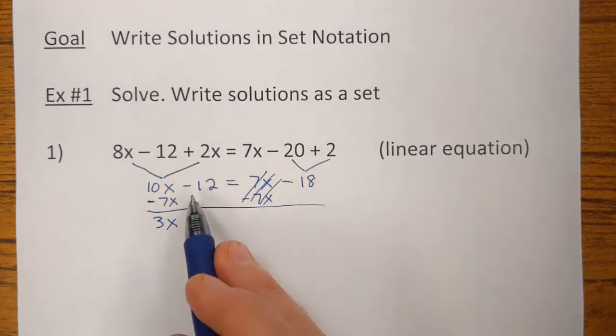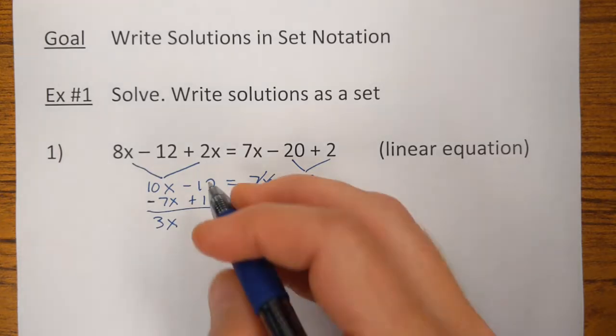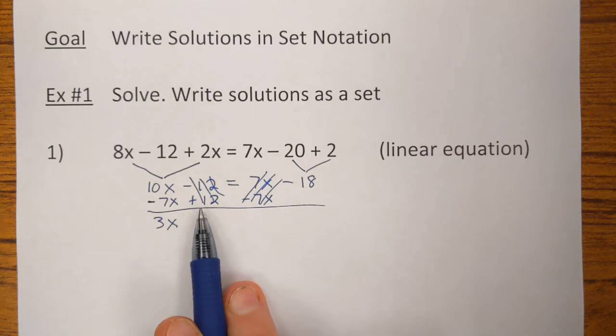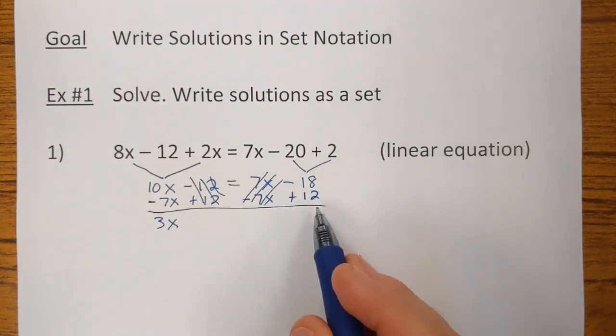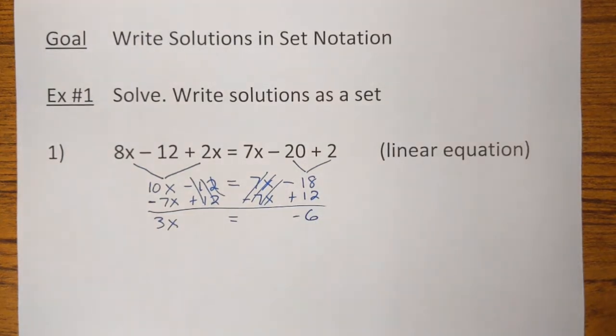Now likewise, this is a minus 12. I'm going to make it vanish by doing the opposite, by adding it away. And the golden rule of algebra says I can add 12 to the left of an equal sign as long as I also add 12 to the right. Negative 18 plus 12 equals negative 6.